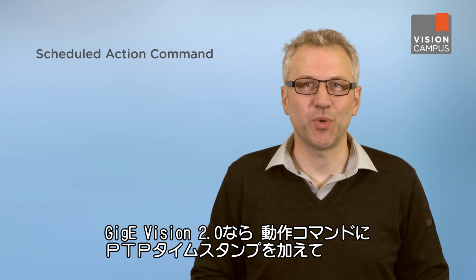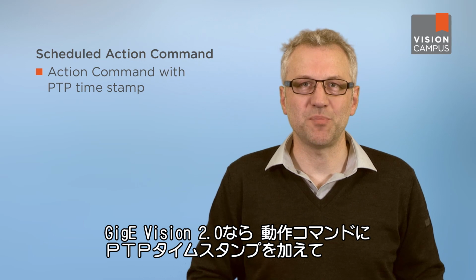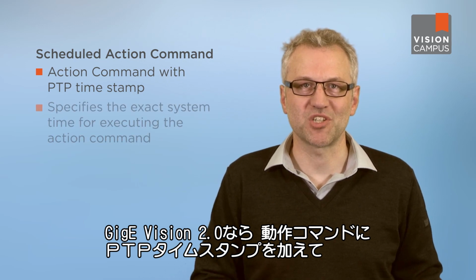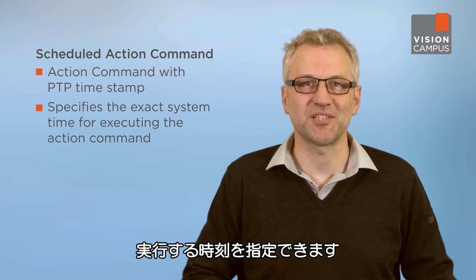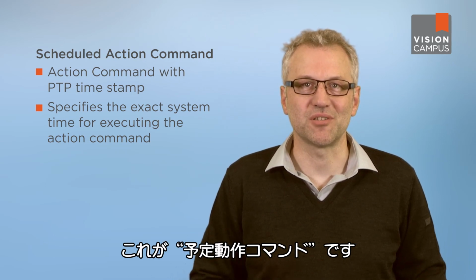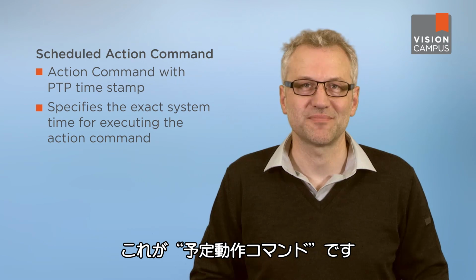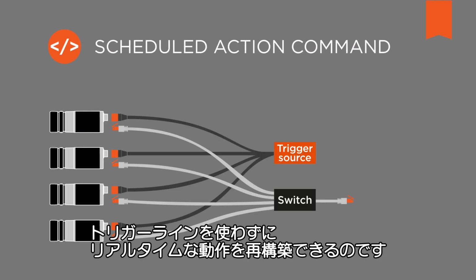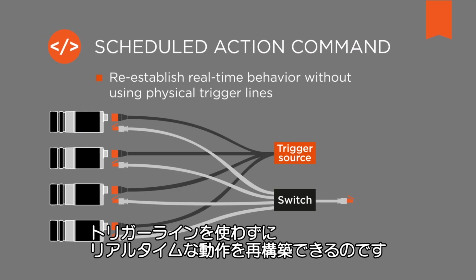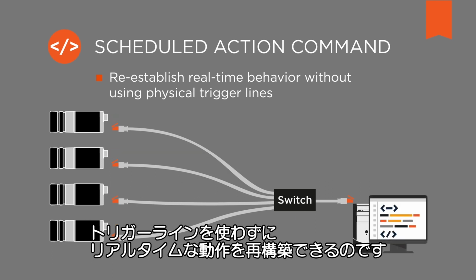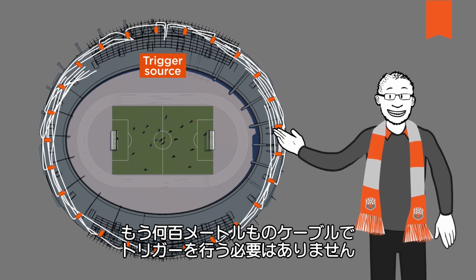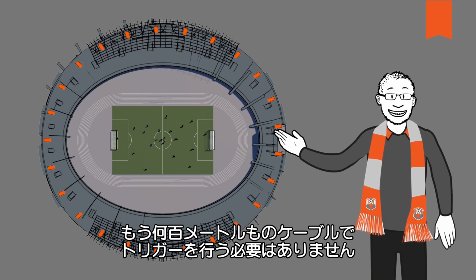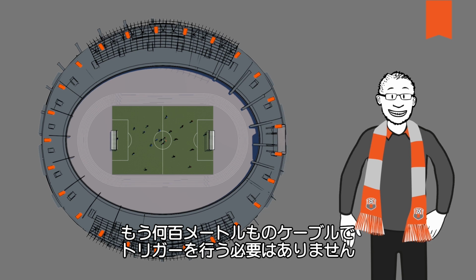Thanks to GigE Vision 2.0, you can now add a PTP timestamp to the action command to specify the exact system time at which the action command should be executed. This is called a scheduled action command. The scheduled action command helps to re-establish real-time behavior without using physical trigger lines. For our soccer example, this means that you don't need the hundreds of meters of trigger cables anymore.